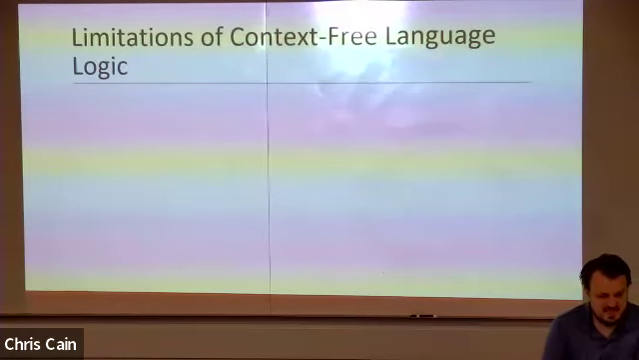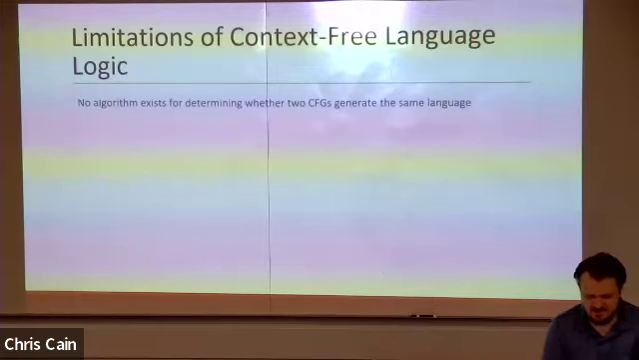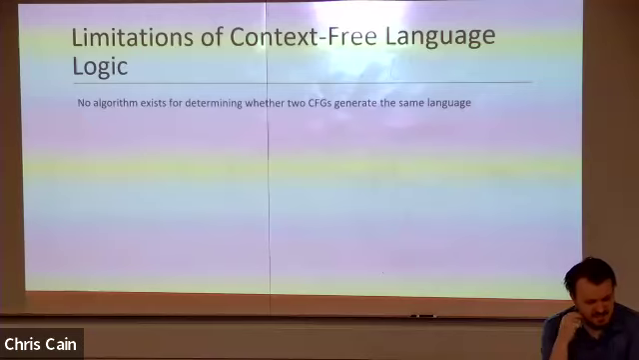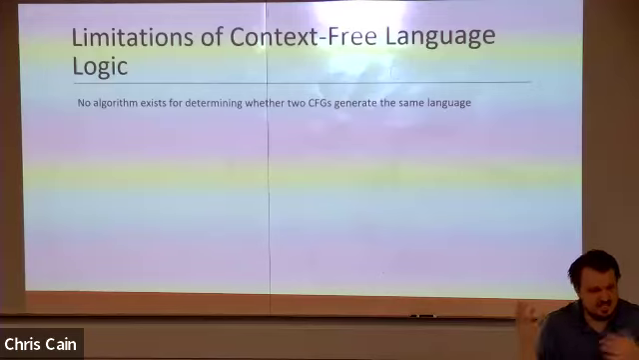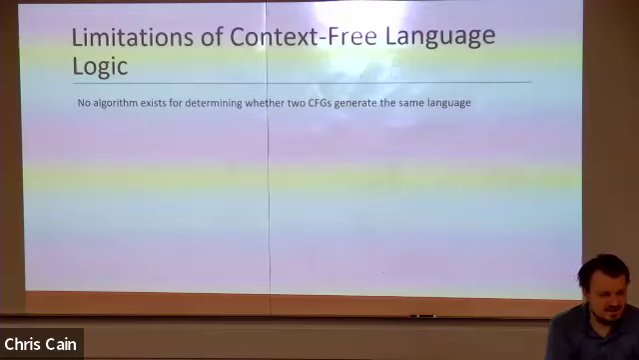There are certainly some limitations to this that are a little bit frustrating. So the first one is that no algorithm exists for determining whether 2 context-free grammars generate the same language. Think about that for a second. That's kind of a simple question to ask. Did these 2 grammars produce the same language? You can imagine writing an algorithm for this. What would that algorithm look like?